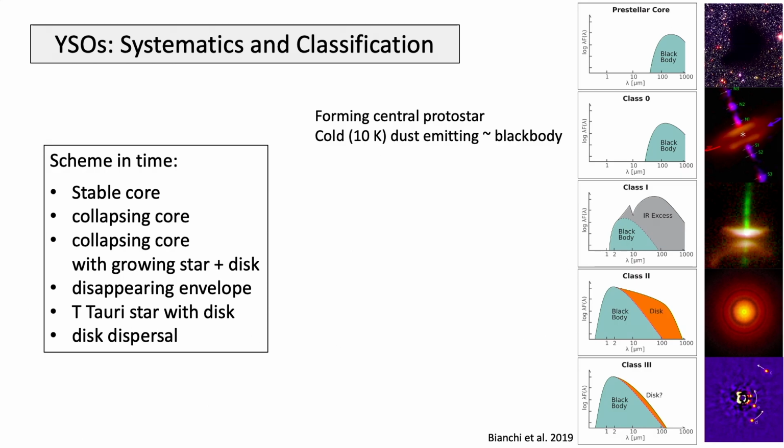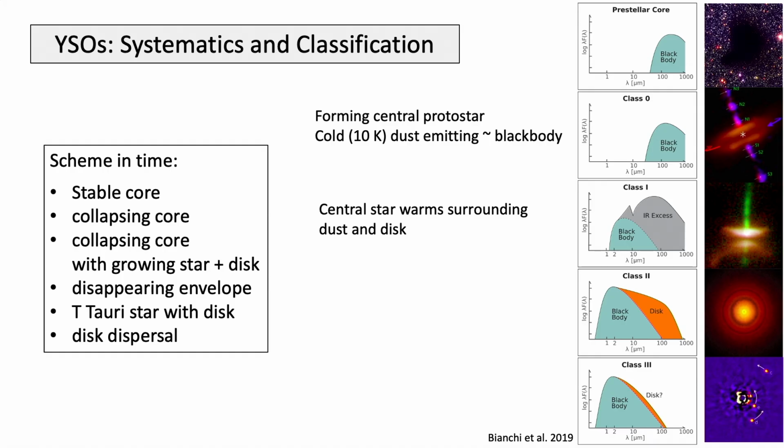A bit later, you have a protostar that begins to warm up the innermost material. The envelope and the forming disk become warm, because the star itself also becomes warm. So you find a second black body from the inner region of the protostar, and then an excess from a colder cloud that's still out there. So the spectra become broader, they approach the optical range, but not quite yet.